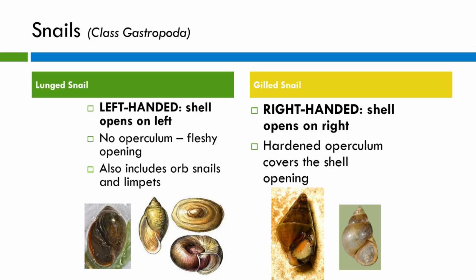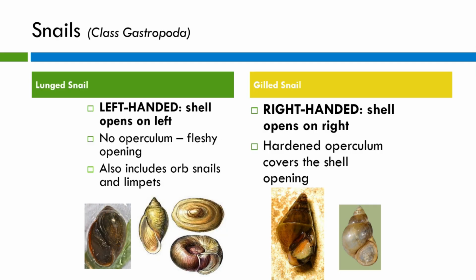If you face the opening towards you, the opening's on the bottom and facing you, gilled snails will open on the right-hand side. So you can see in these images on the right, pointy bit facing up, the opening is facing us, and it is skewed towards the right side. We see also an operculum that could be covering that opening as well. On the left, our lunged snails don't open on the right-hand side, they open on the left-hand side. So we can see again, the pointy bit is facing up, opening is facing us, and it's on the left. So right-handed snails are all gilled. Left-handed snails are all lunged.